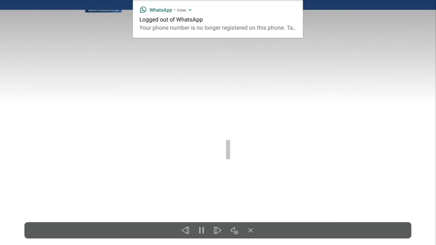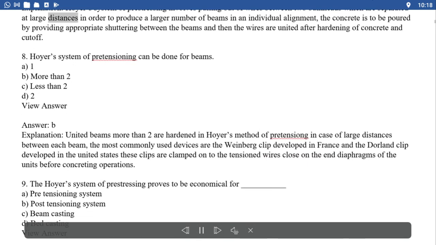7. The Hoyer's method of pre-stressing is done by blank. A. Pulling out of wires. B. Pushing wires. C. Heating of wires. D. Stressing of wires. Answer A. Explanation. Hoyer's system of pre-stressing involves pulling out of wires between two bulkheads, which are separated at large distances in order to produce a larger number of beams in an individual alignment. The concrete is to be poured by providing appropriate shuttering between the beams, and then the wires are released after hardening of concrete and cut off.